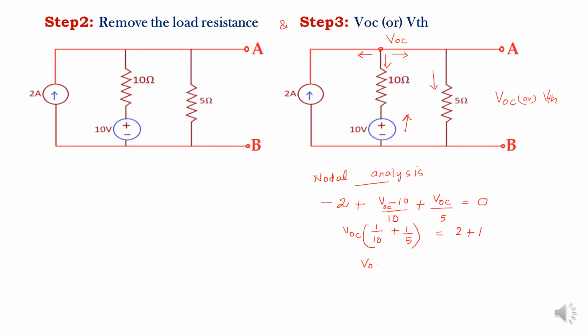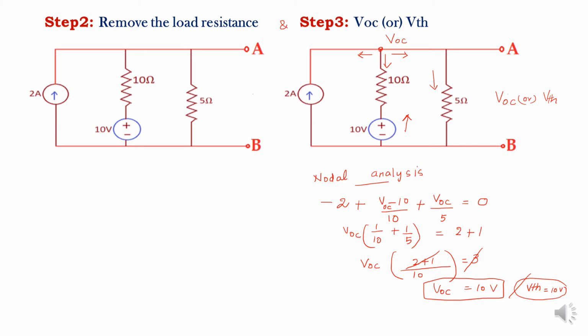Now I have to take the LCM here. So VOC, the LCM is 10. So here 2 and here 1, here also 3. Now both the 3 get cancelled and VOC is what? VOC is 10 volt. Now we got the answer for VOC. It is otherwise known as VThevenin. So VThevenin is also 10 volt.